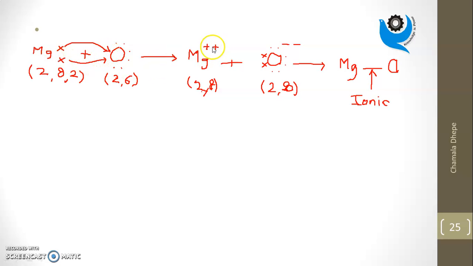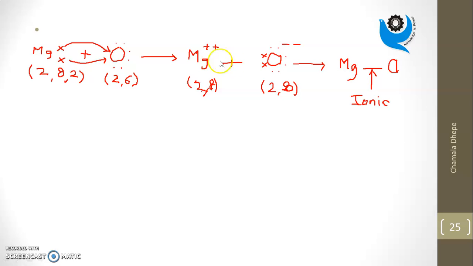As Mg is going to lose electrons, how many electrons are lost? 2. So that's why it is going to acquire 2 positive charges, and its electronic configuration will become 2,8 as that of neon. Similarly here oxygen is going to gain. These 2 cross mark electrons are coming to the oxygen, that is the cross marks from the Mg and dots of its own. As it is gaining the 2 electrons, it is going to acquire the 2 negative charges. Its electronic configuration will be 2,8.